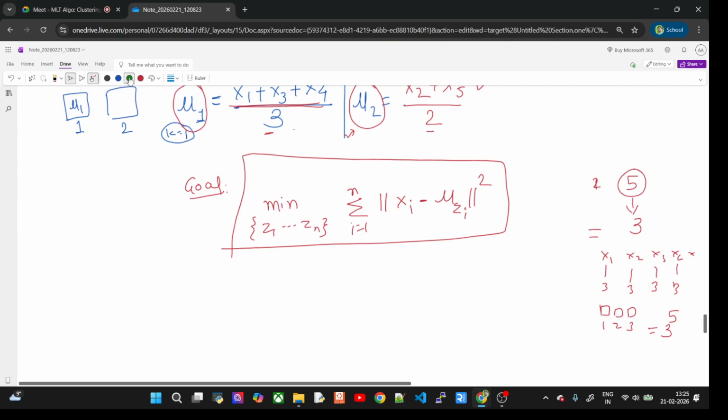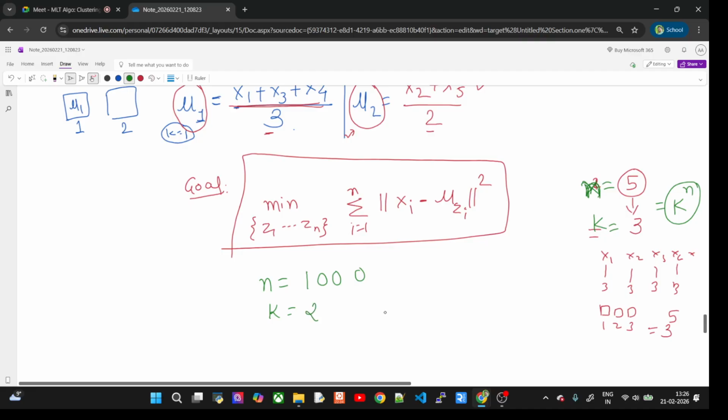But it's not so easy in general. If I have n points and k clusters, that is k raised to n. For example, if the number of points is equal to 1000, and I have only 2 clusters.